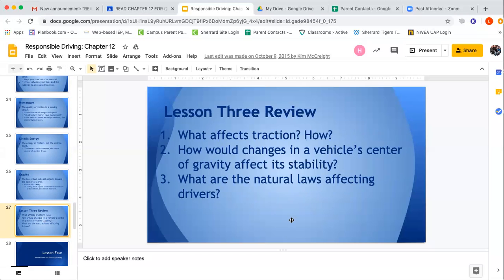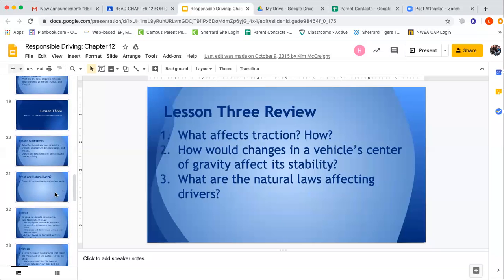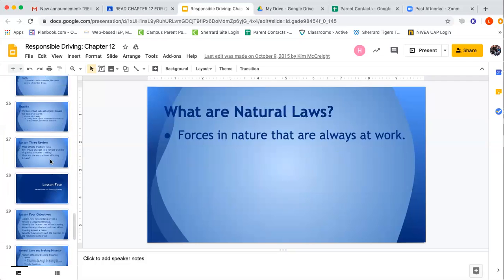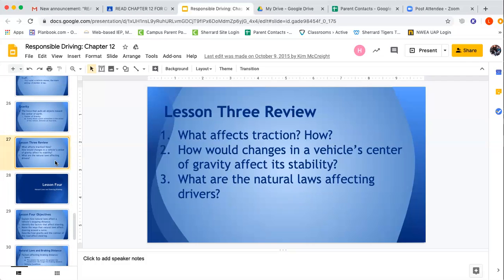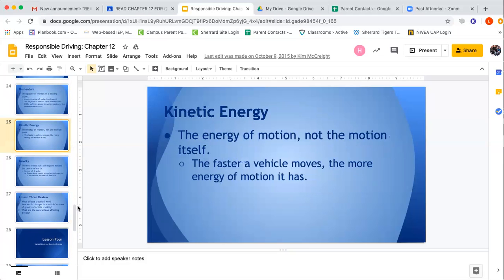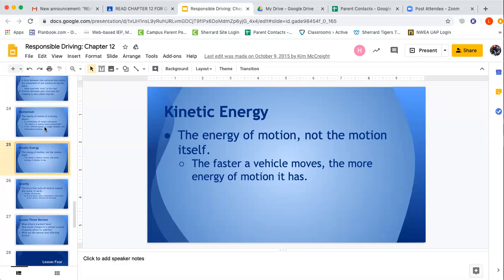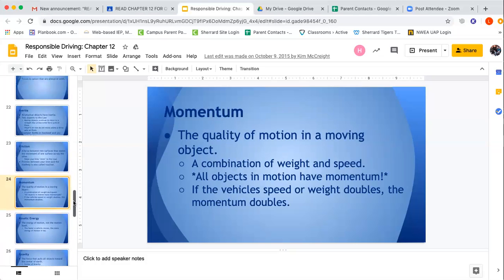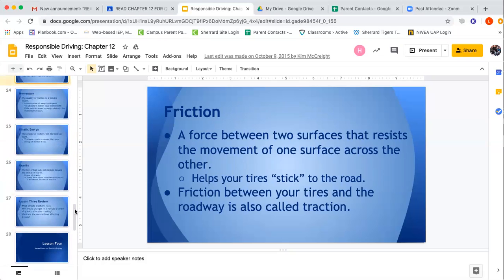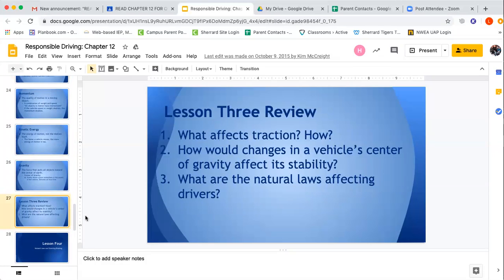What are the natural laws affecting drivers? Well, up here, natural laws are the forces of nature that are always at work. So the question was, what are the natural laws affecting drivers? Well, it's any of those things. It's your center of gravity. It's your kinetic energy, or how much motion you have, or your momentum, how fast you're moving, your friction, or how well you're maintaining traction with the road. All of those are the different natural laws affecting you as a driver.